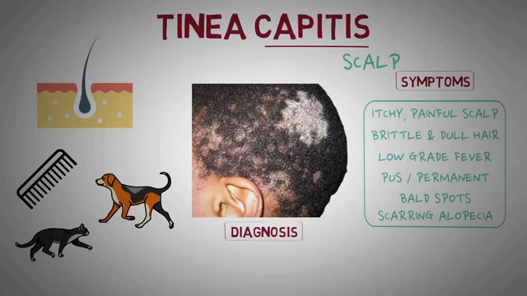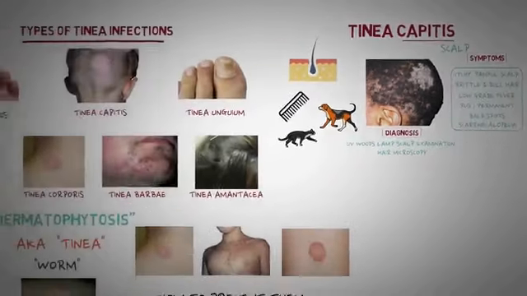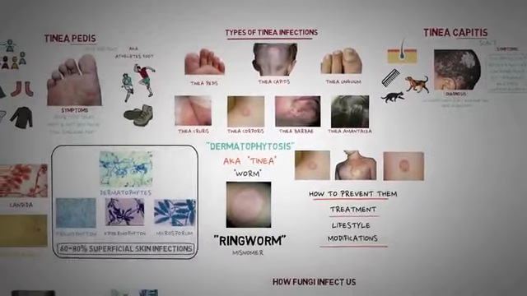The diagnosis is made by examining those spots on the scalp under a UV Wood's lamp. Your doctor can also take samples of your hair to examine them under the microscope and some samples from the skin of the scalp to confirm the diagnosis.